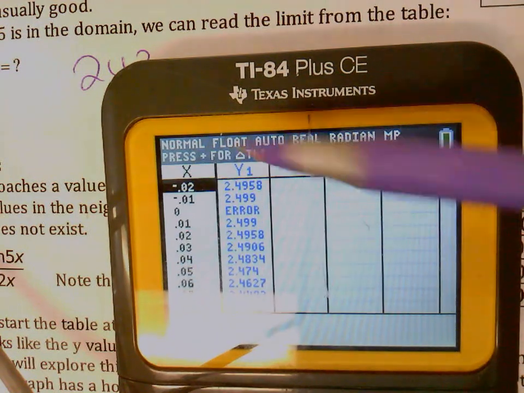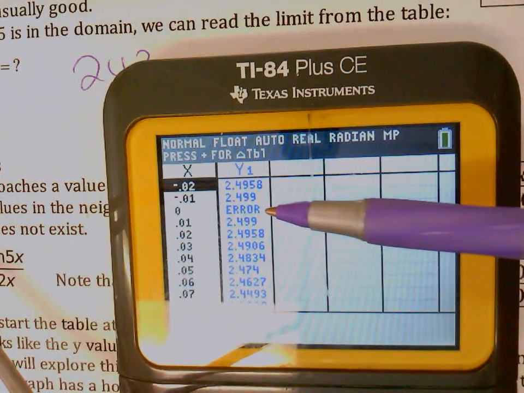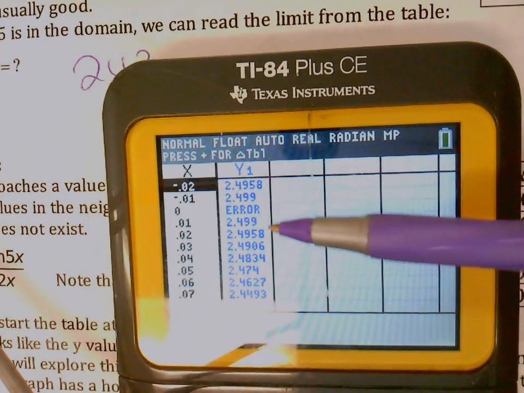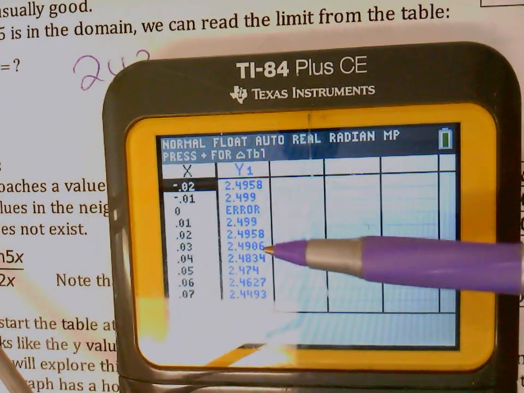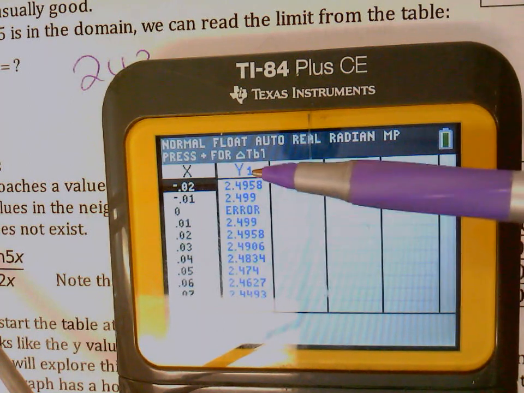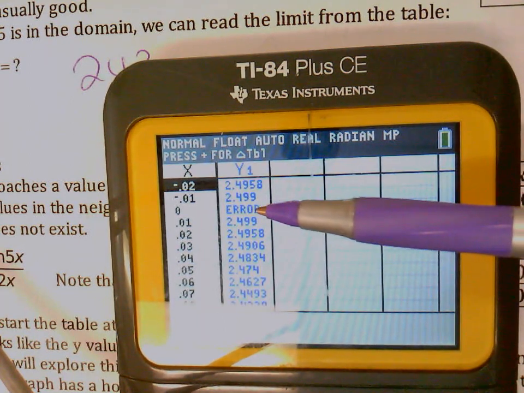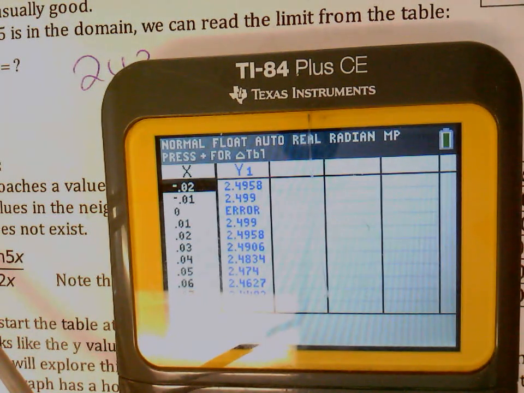And you can see that there's an error at 0. But from each side, it's approaching the same value. So what do you think the graph is approaching as the y value? What do you think the answer is to this limit problem? What am I approaching from the left and the right? Yeah, 2.5. 2.499999 is approaching 2.5.